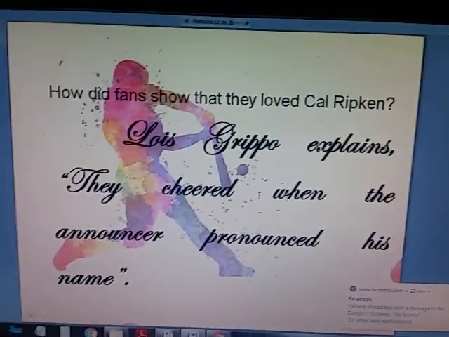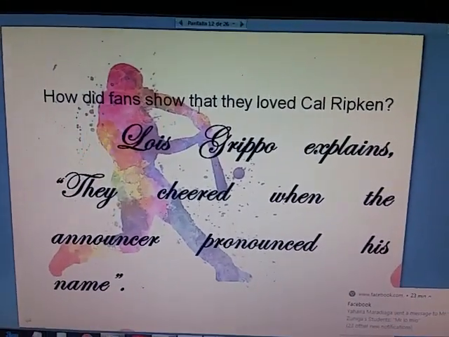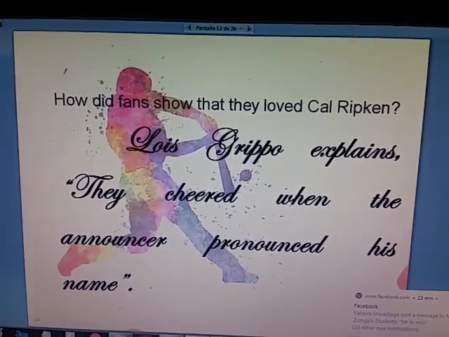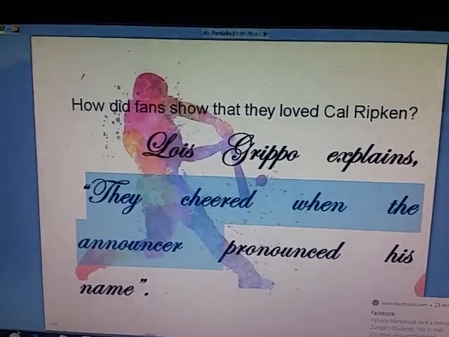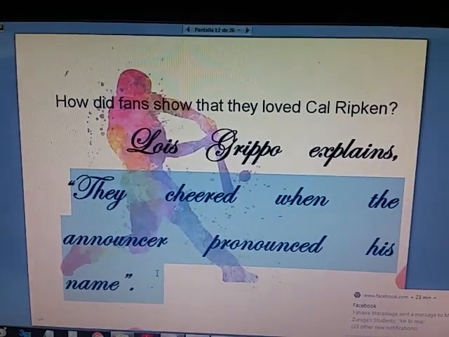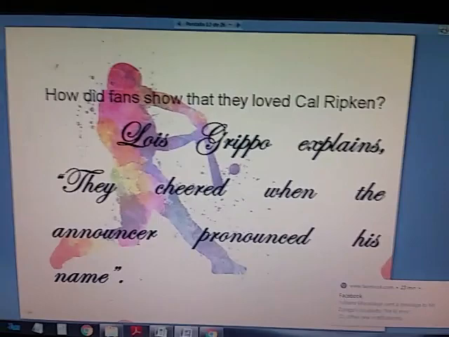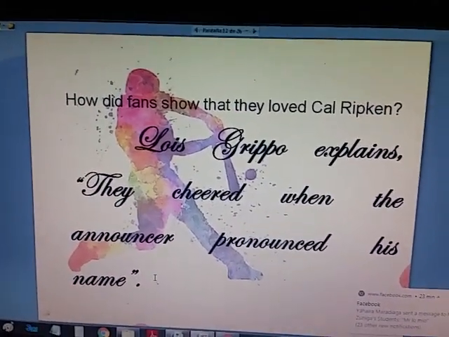So let's go over the question. How did fans show that they loved Carl Ripken? Well, I found out that Lois Grippo has that answer when she says they cheered when the announcer pronounced his name. Don't forget the indentation. Don't forget to use cursive handwriting.